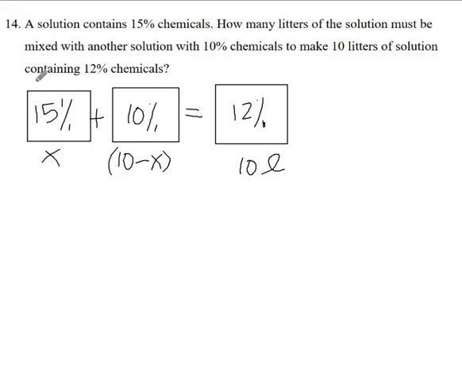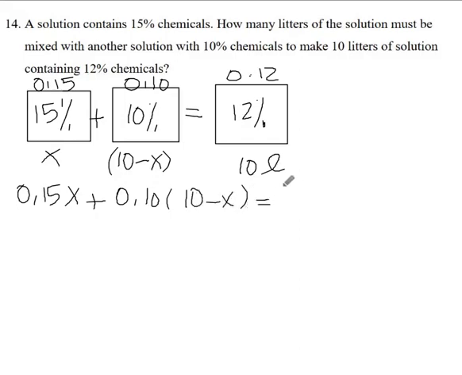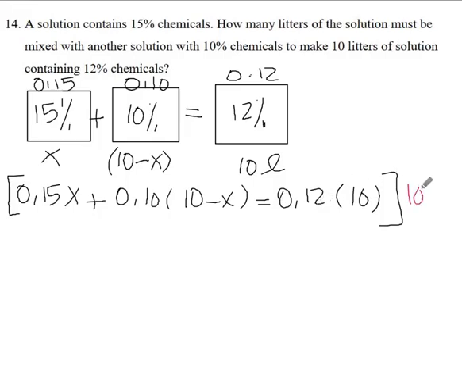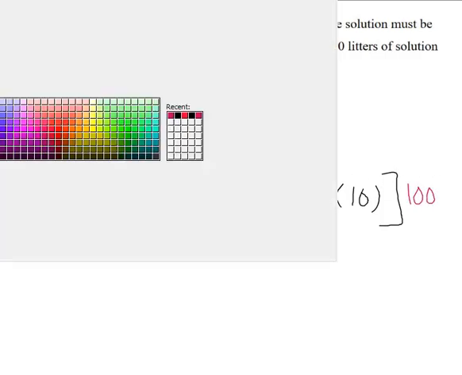Let's go ahead and write this in terms of its decimal. That would be 0.15, this would be 0.10, and that would be 0.12. Let's divide this by 100. We get those values. So we get 0.15x plus 0.10 times 10 minus x is equal to 0.12 times 10. That's my equation. I can eliminate the decimal by multiplying each term by 100 to not have a decimal anymore.